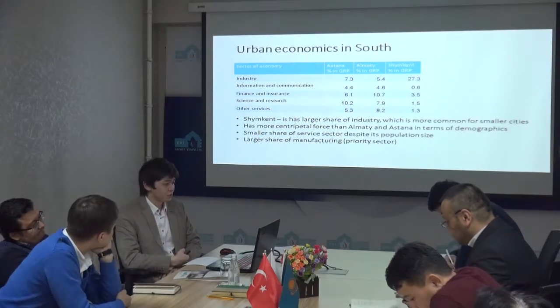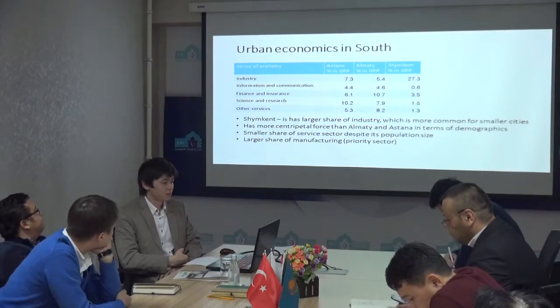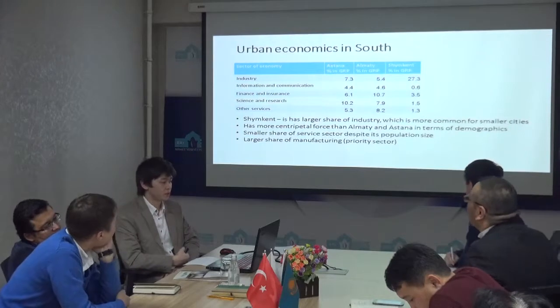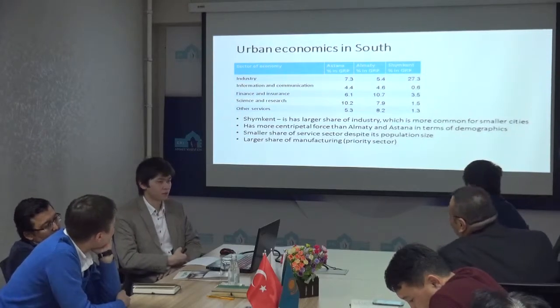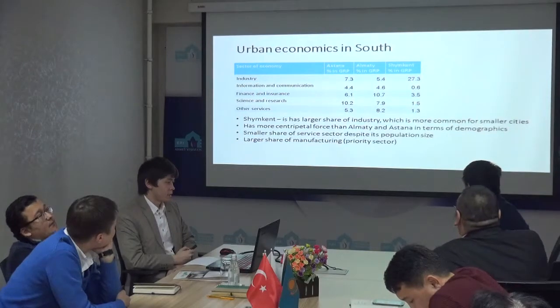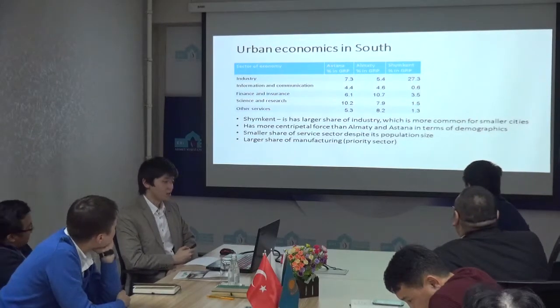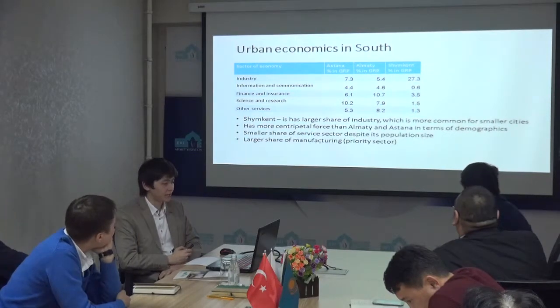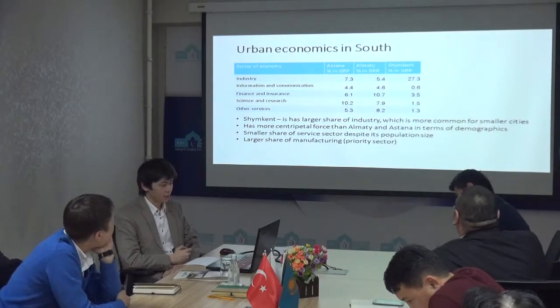Finance and insurance, we can also observe that Shymkent has only about 50% of the finance and insurance compared to that of Astana. Science and research, Shymkent again has a very small proportion of GRP in terms of science and research.